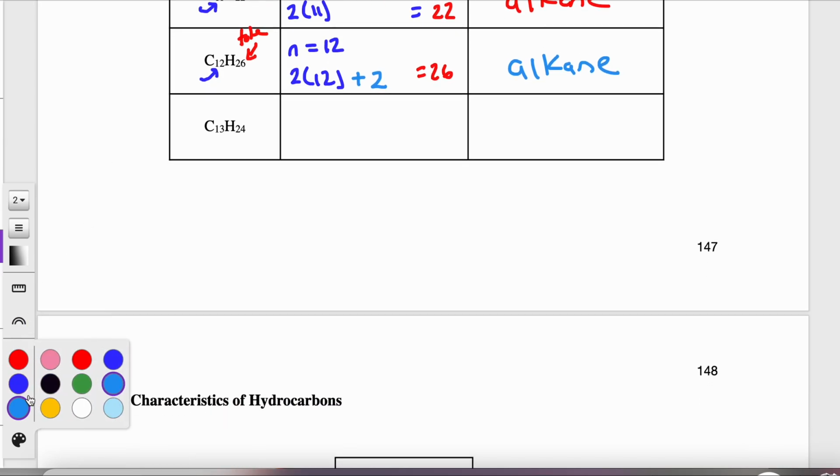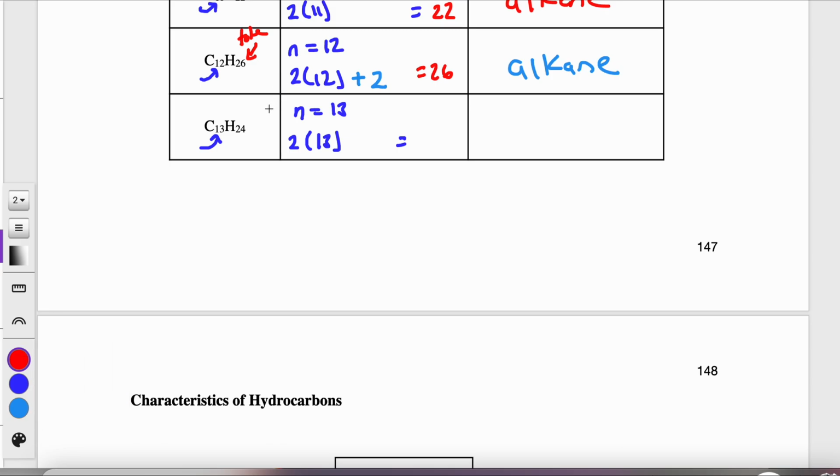Last example here. Carbon subscript is 13 this time, so N equals 13. 2 times N, the value of 13, and in this case it needs to equal a total of 24. Well, 2 times 13 is 26, which is not exactly 24. To get to 24, I have to remove 2 H's. And because I have to subtract out 2 H's, that makes this an alkyne.